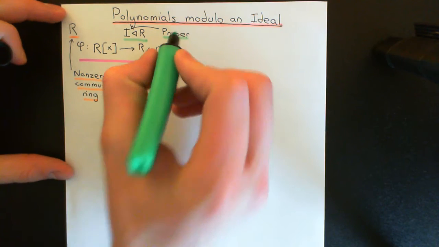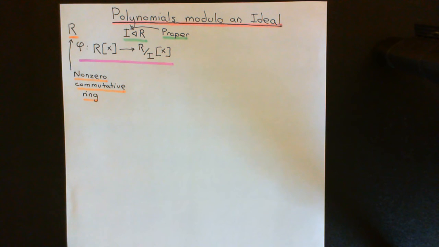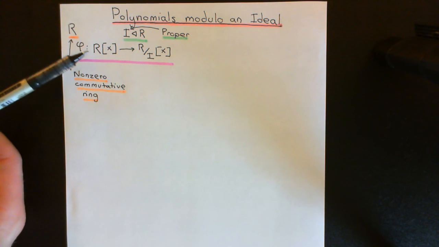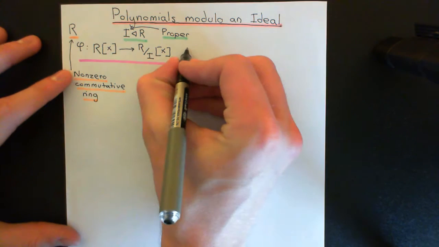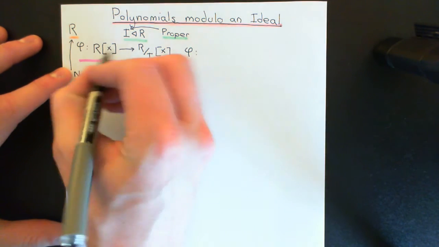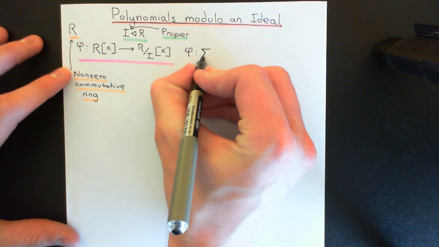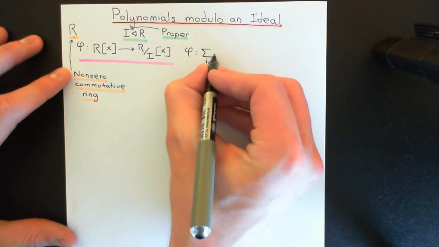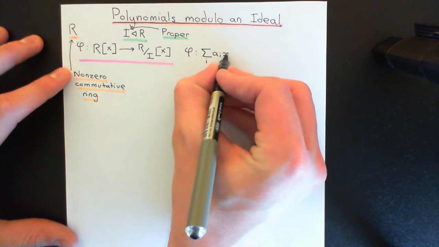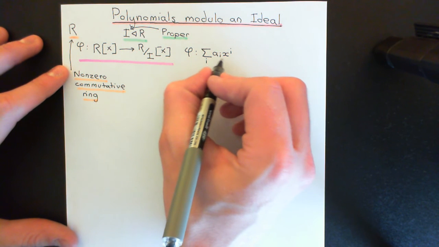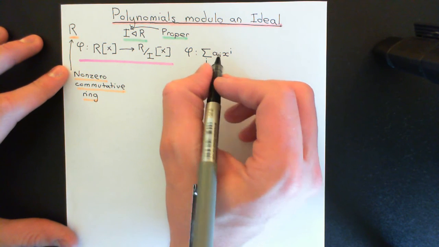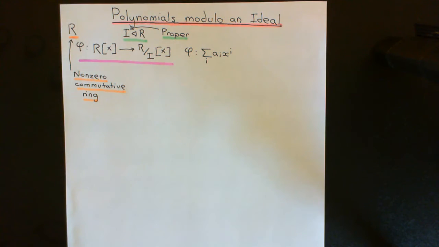Firstly then, let's make this mapping precise. Let me tell you exactly where we're going to send any polynomial from this ring of polynomials where the coefficients are in the ring capital R. So phi, this mapping, is going to take an arbitrary polynomial. An arbitrary polynomial will look like this: the sum over i of a_i times x to the i. This is just a polynomial, and of course only a finite number of the coefficients will be non-zero, because we're in algebra, not analysis.